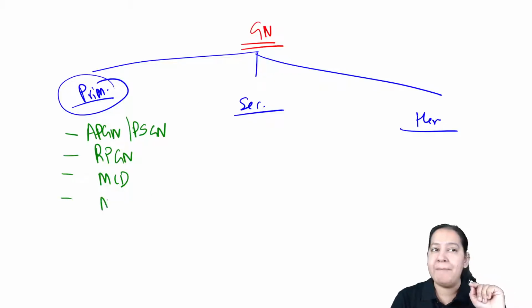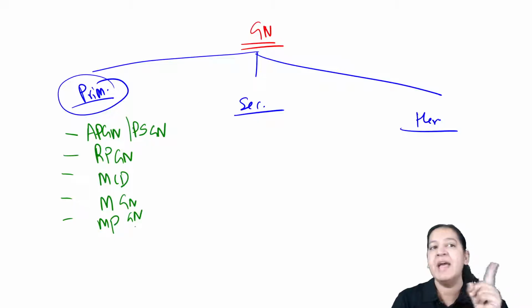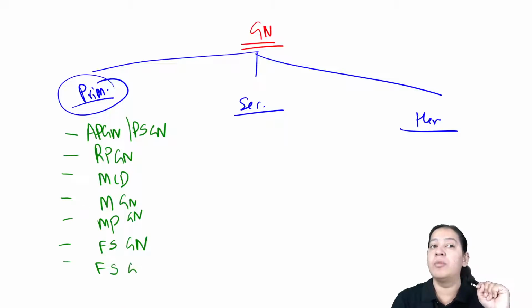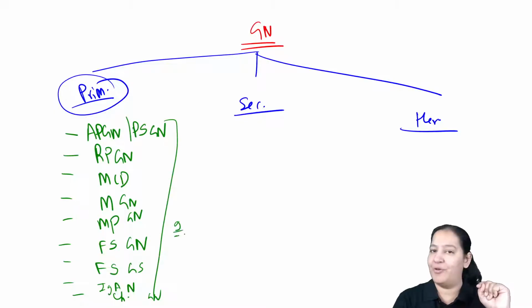After that, there is membranous and membranoproliferative glomerulonephritis. Membranous glomerulonephritis and membranoproliferative glomerulonephritis. After that, there is focal segmental glomerulonephritis and focal segmental glomerulosclerosis. After that, there is IgA nephropathy, that is Berger's disease. And last but not least, it is chronic glomerulonephritis. You can count it out. These are nine primary glomerulonephritis.